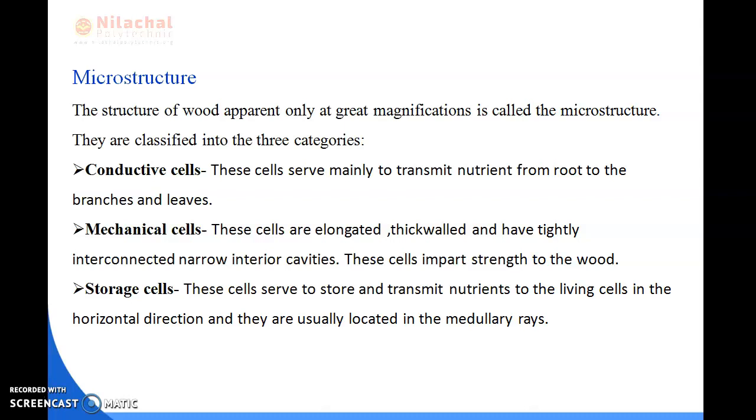These cells serve to store and transmit the nutrients to the living cells in the horizontal direction and they are usually located in the medullary rays. So these are the storage cells which are located in the medullary rays, and these cells serve to store and transmit the nutrients to the living cells in the horizontal direction. Okay, so these are the microstructures and the classifications of the microstructure.